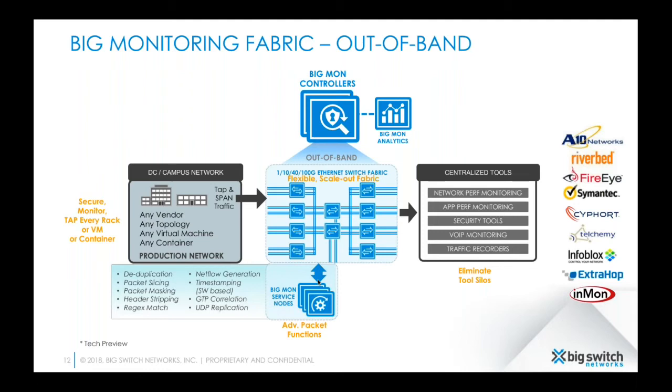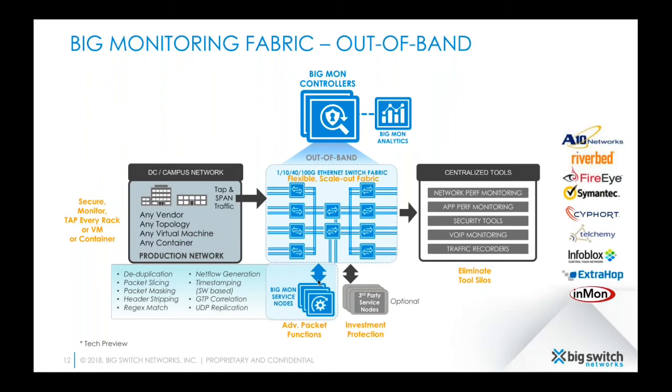Now, if you did have legacy network packet brokers, you can also attach them to this fabric as third-party service nodes. And that way you can get these advanced packet modification functions provided by these network packet brokers within the big monitoring fabric. In fact, adding them as third-party service nodes is actually a better architecture and provides much more efficient use of your legacy expensive network packet brokers.